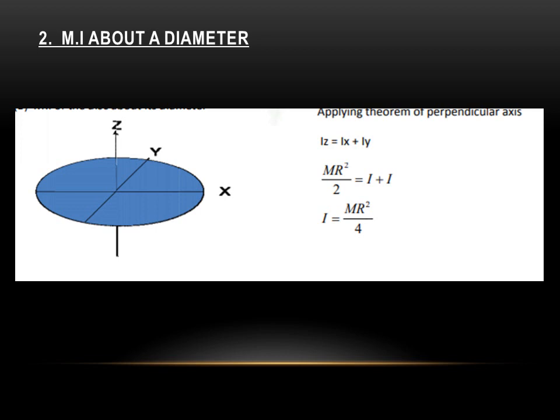Now let us calculate the moment of inertia about an axis along its diameter. Again, we apply the perpendicular axis theorem. Iz, the moment of inertia about an axis perpendicular to its plane, we already know is M R square by 2. Let Ix and Iy be the moments of inertia about the x axis and y axis, and the moment of inertia about any diameter will be the same. So Ix equals Iy equals I. So 2I is equal to M R square by 2. Then I is M R square by 4. This is the moment of inertia about the diameter of the circular disc.